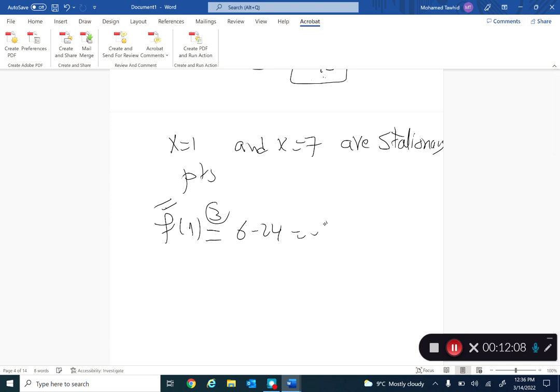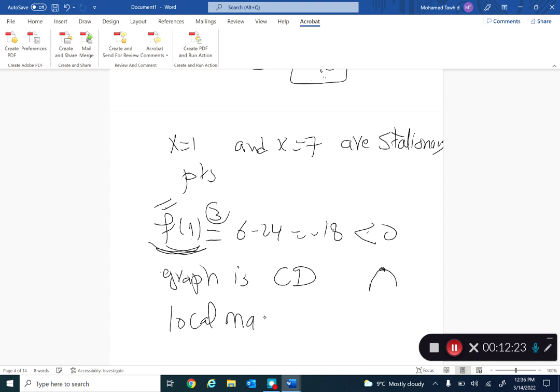So what did you get? You get minus 18, which means the second derivative at 1 is less than 0, meaning the graph is concave down. If the graph is concave down like this, then what do you have? You have a local max.